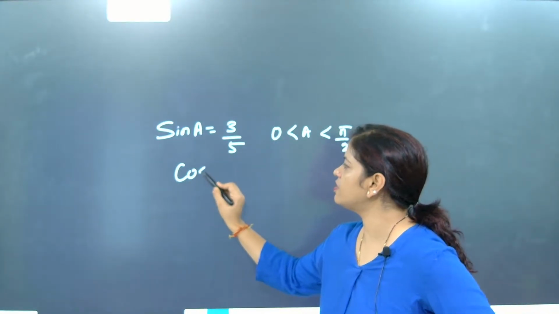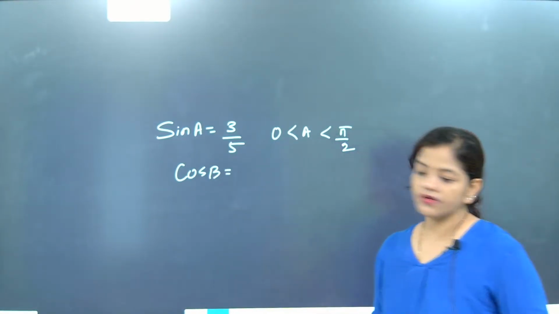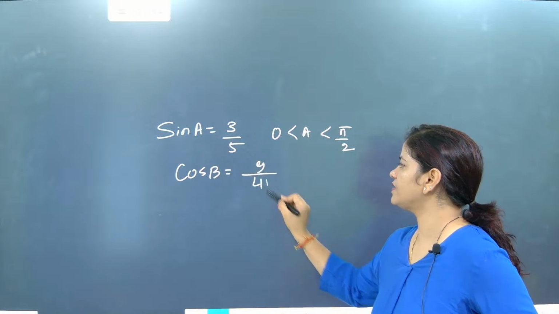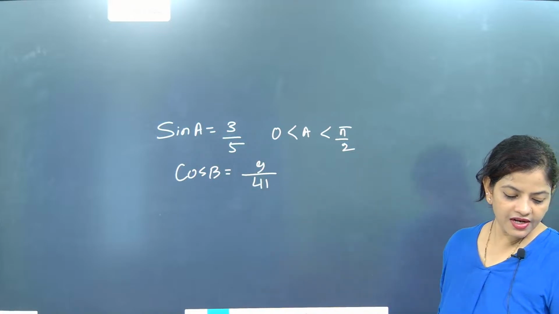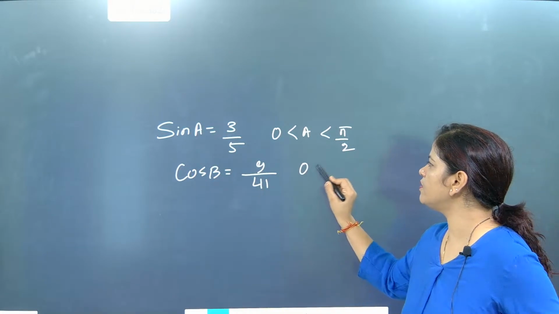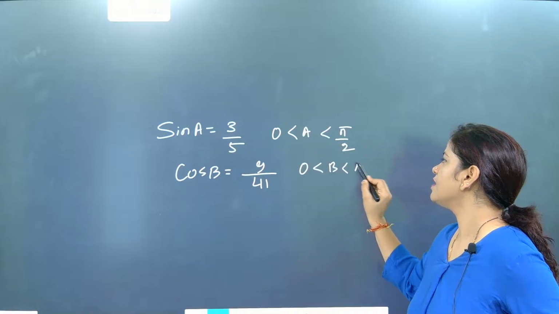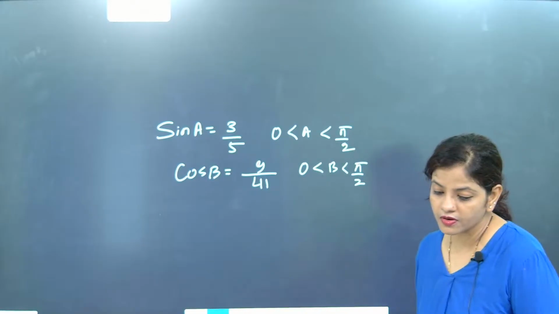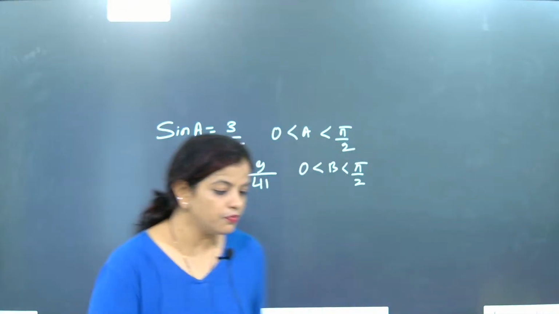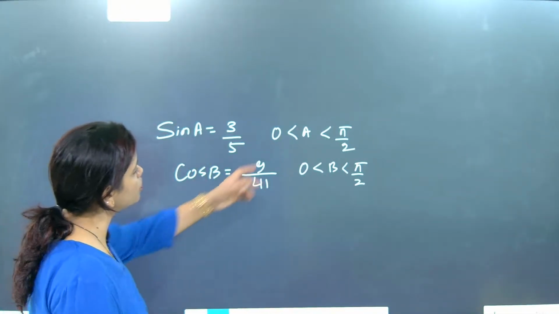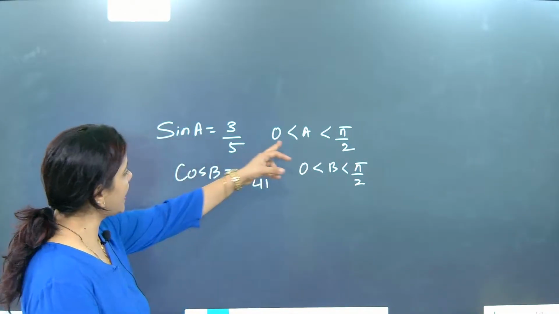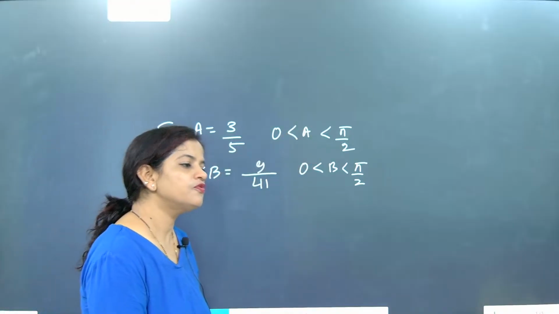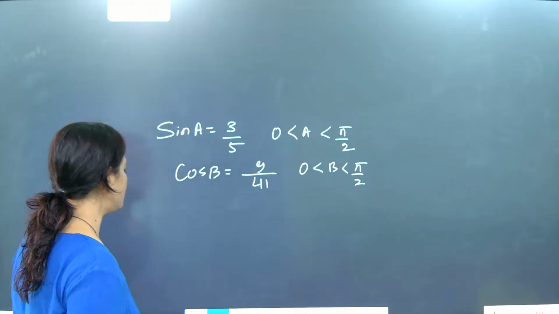Now cos B is given to you as 9 by 41. And they are telling that B also lies between 0 to 90. Very good. Both are exactly lying in the first quadrant. A angle is also in first quadrant and B angle is also in first quadrant. Now they are telling you to find this.